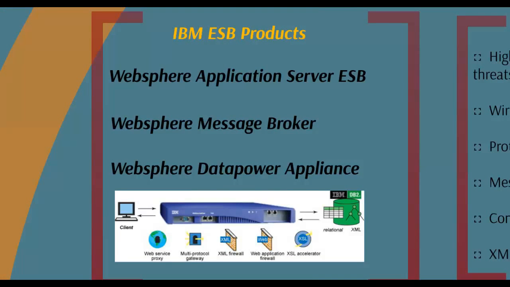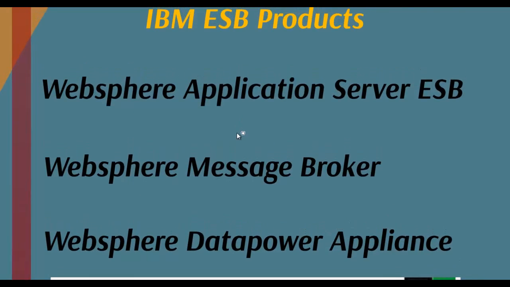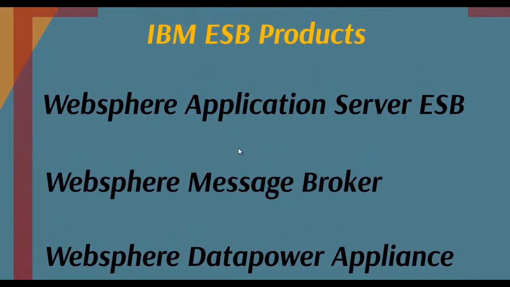IBM ESB products. If you look at the ESB product family, IBM provides several ESB products, and the first one is the WebSphere Application Server ESB. That ESB comes with the WAS server, WebSphere Application Server. Then there is another ESB product, WebSphere Message Broker, popularly known as WMB, and then there is the WebSphere DataPower Appliance. But why these three products? These three products cater to the needs of different people.